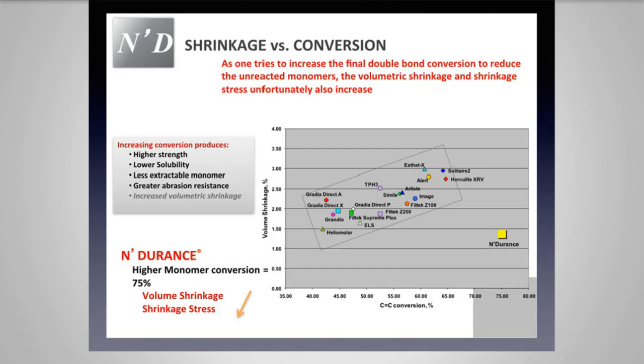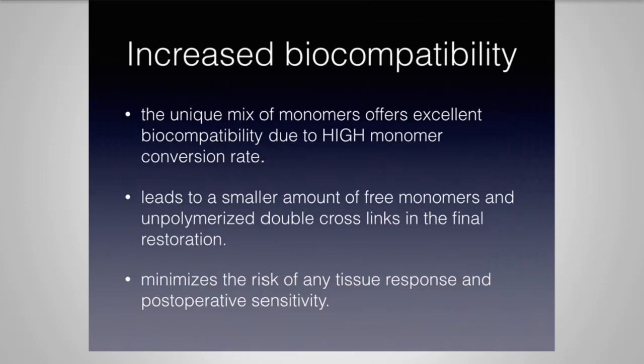What Endurance has done, and what the people at Septidont have done, has created a conversion rate that is very high, 75%, and volumetric shrinkage under 1.5 megapascals. That is unheard of in a lot of different things, and it's really remarkable that you can get both of those in a single material.